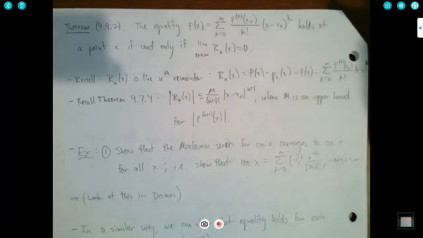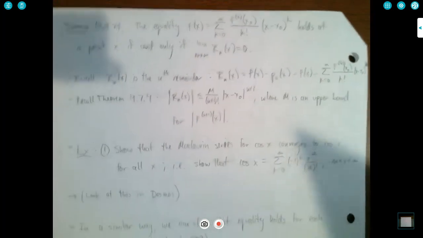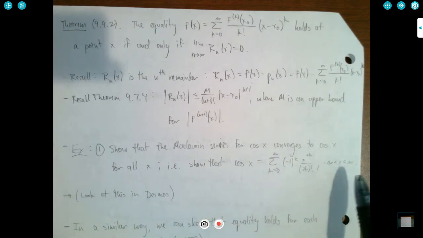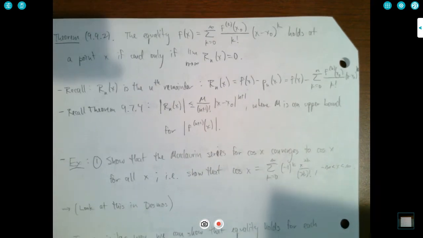So let's take a look at example 1. It says, show that the Maclaurin series for cosine x converges to cosine x, so not just that it converges, but specifically that it converges to cosine x, for all x. In other words, show that cosine x equals this thing for all x between negative infinity and positive infinity. So let's do it. This is example 1.